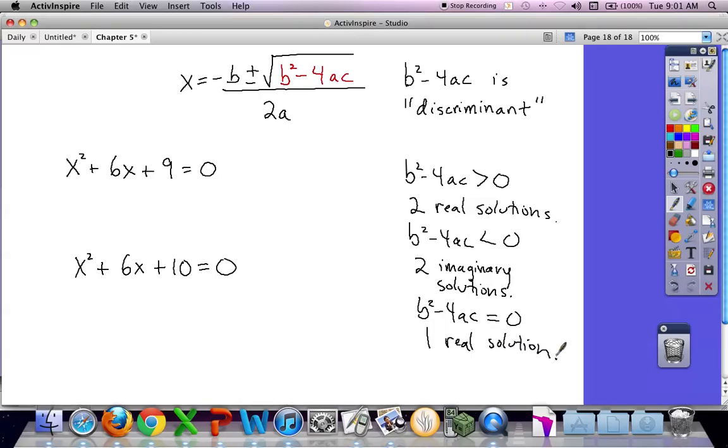So let's calculate b squared minus 4ac for this problem. b squared minus 4ac equals 6 squared minus 4 times 1 times 9, which is 36 minus 36 equals 0. So b squared minus 4ac is 0, one real solution.